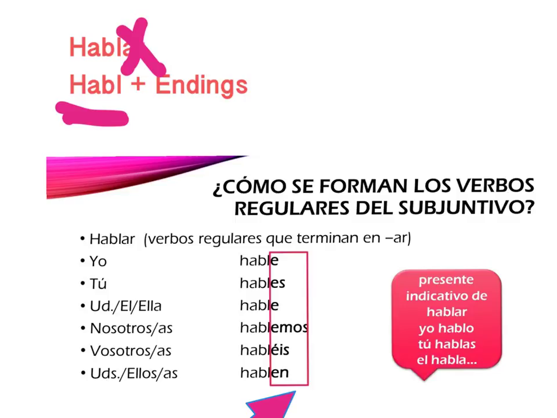And if you listen carefully, you notice that the subjunctive endings, when you are conjugating verbs that end in ar, the letter E sort of dominates. Hable, hables, hable, hablemos, habléis, hablen.